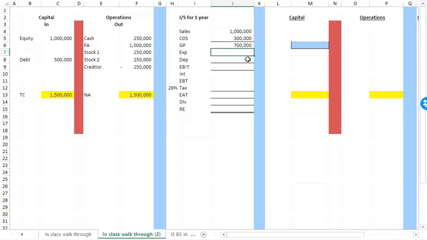The expenses here are going to represent the rent and the salaries and other overhead costs for managing this business, and I'm going to put in here a number of 250,000 Rand as something that might be reasonable for this business. Now next up is a depreciation expense.